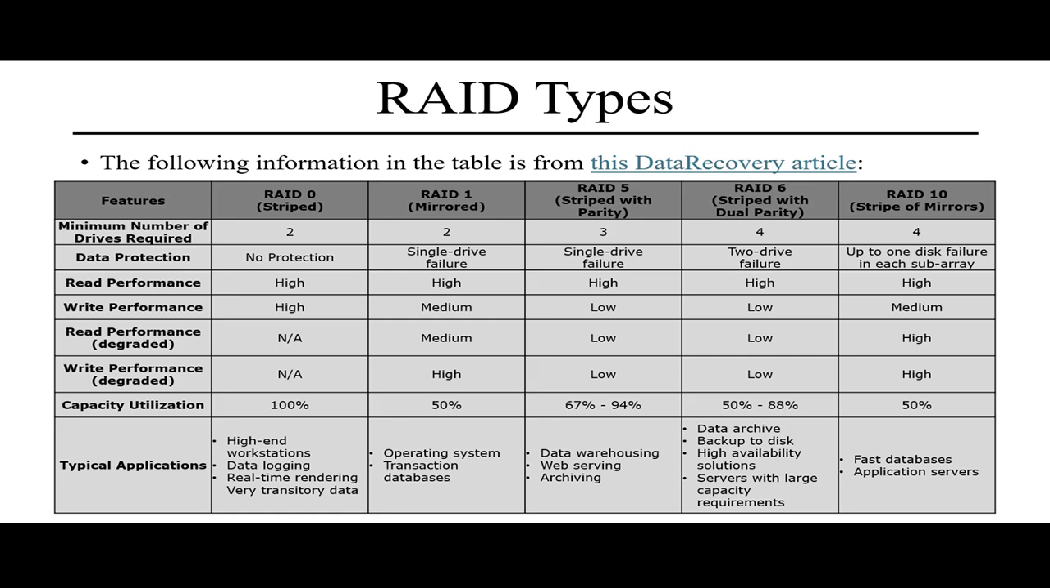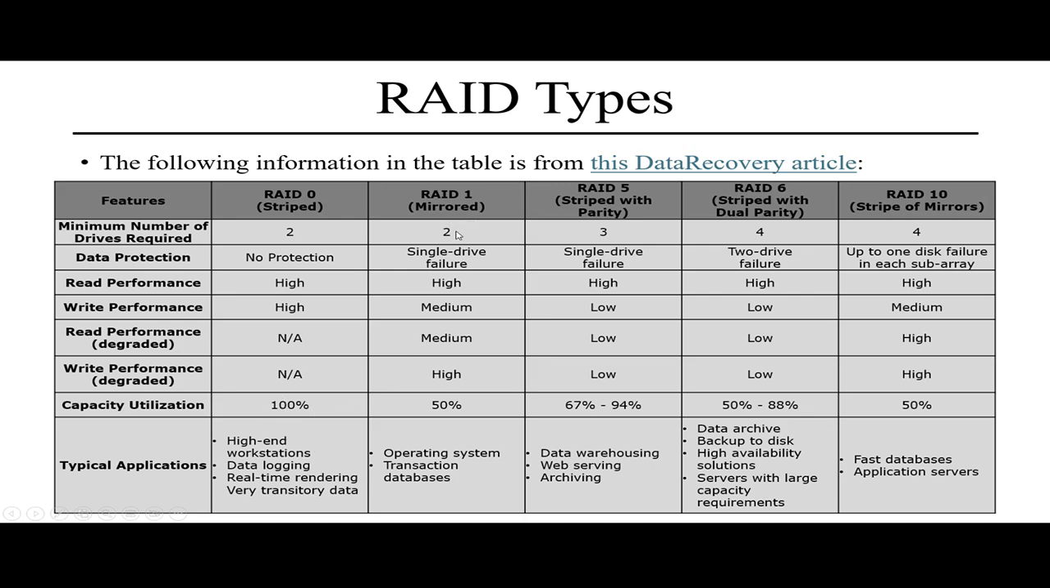So RAID 0. That's striped data. There's no data protection. All RAID 0 does is increase read and write performance. That's all it really does. RAID 0 also allows you to have full disk capacity.